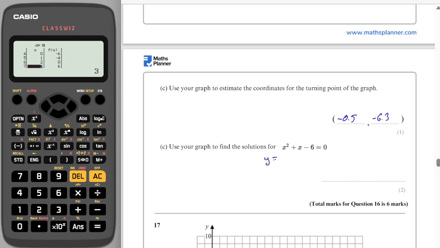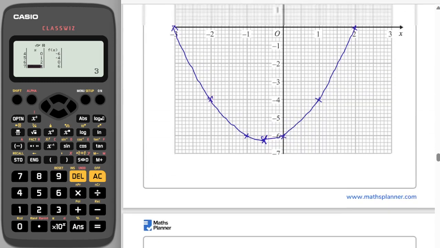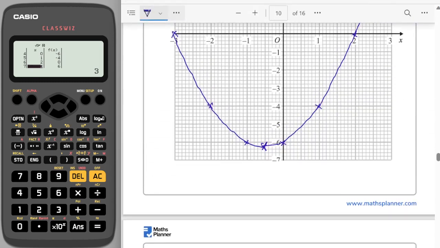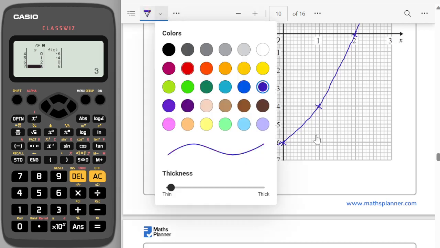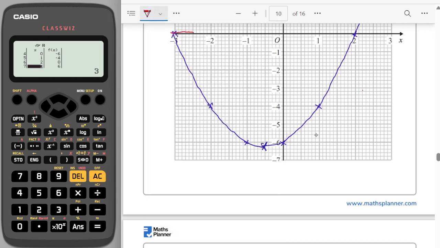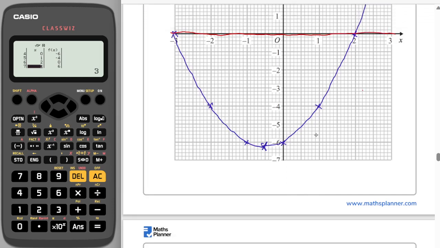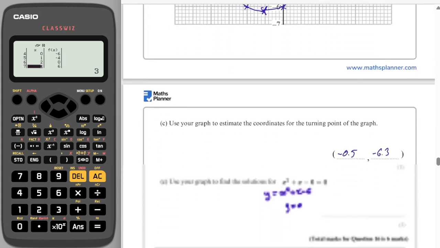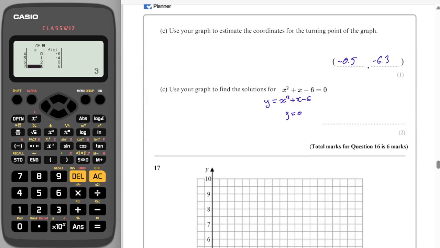Use your graph to estimate the solution of x squared plus x minus 6. So our graph was of y is equal to x squared plus x minus 6. So in effect, if we combine this, we're left with y is equal to 0. So if we look at the line y is equal to 0, and I'll change pen colour for this, that's going to be this horizontal line here. And we know these two values from our table, actually. So y is equal to 0 when x is equal to -3, or when x is equal to 2.